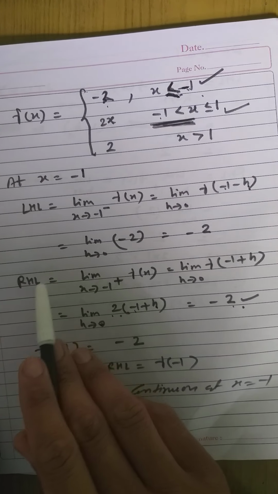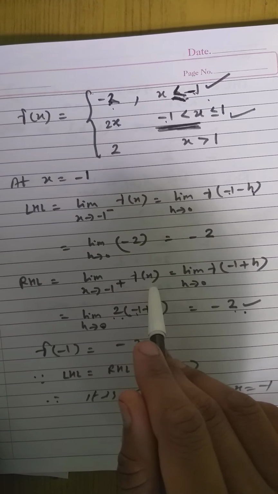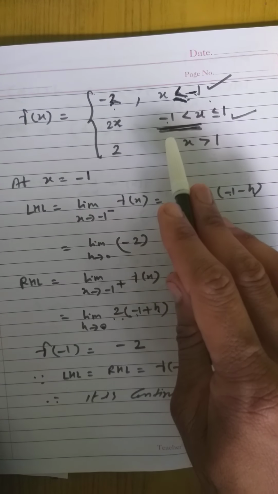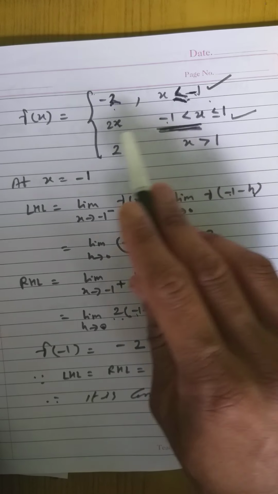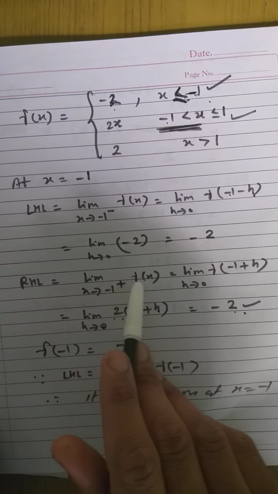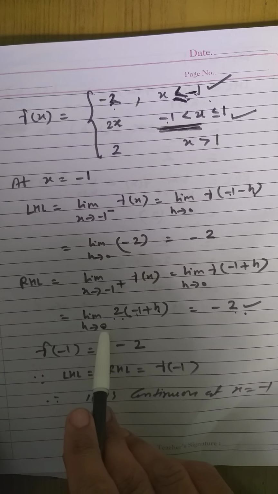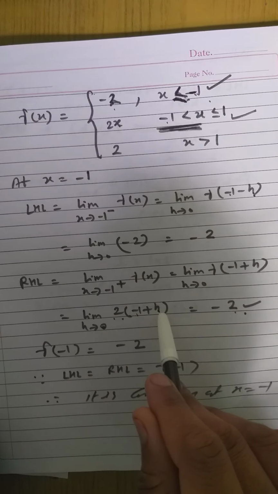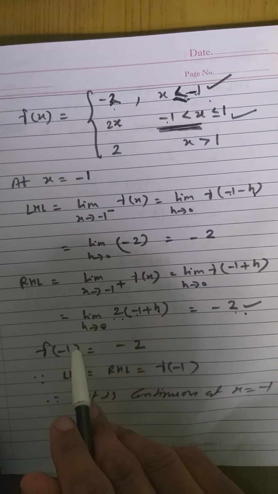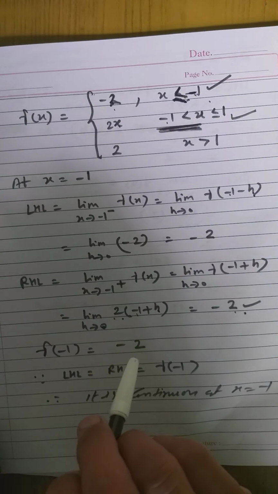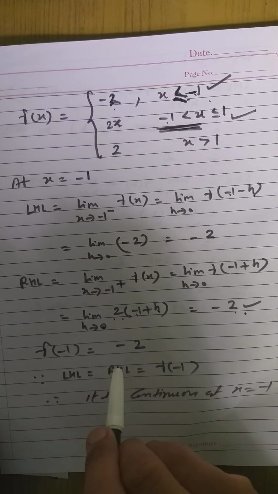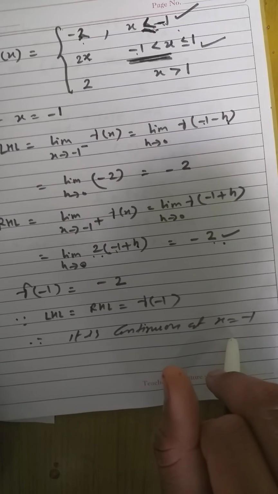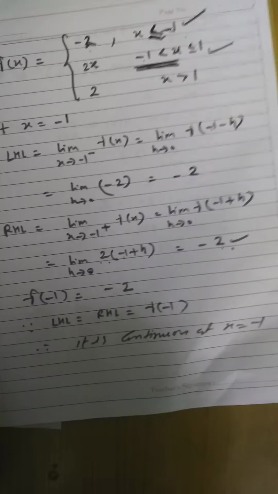Right hand limit, x tends to minus 1 positive, f(x) equal to limit h tends to 0, f(minus 1 plus h). Right hand side of minus 1, greater than minus 1, is 2x. In place of x I will put limit h tends to 0, 2 times minus 1 plus h. I will put h equal to 0, you will get minus 2. f(minus 1) equal to minus 2. Since left hand limit equal to right hand limit equal to value of the function, it is continuous at x equal to minus 1.